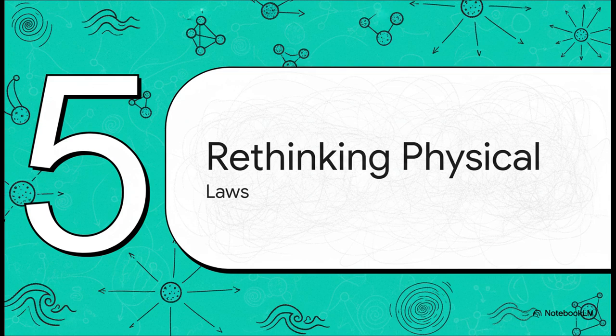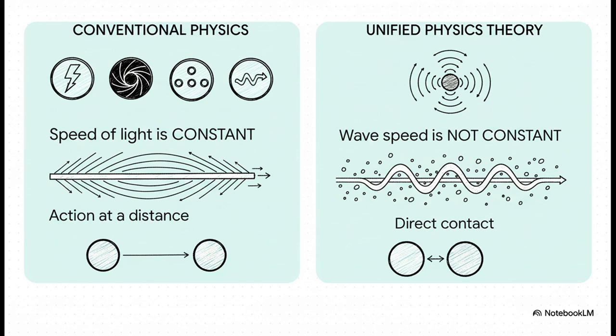So let's step back. What does all this actually mean? Well, if this framework has it right, it means we have to fundamentally rethink some of the most basic laws of physics we take for granted. This slide really puts the two worldviews head to head. Conventional physics gives us a handful of fundamental forces. UPT says, nope, there's just one: vacuum expansion. We're all taught that the speed of light is a universal constant. UPT claims that no wave has a constant speed because it always depends on the medium it's traveling through. And while we use the idea of fields to explain forces acting at a distance, UPT just throws it out completely and says everything happens through direct contact.